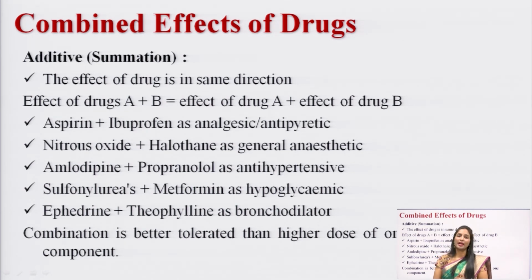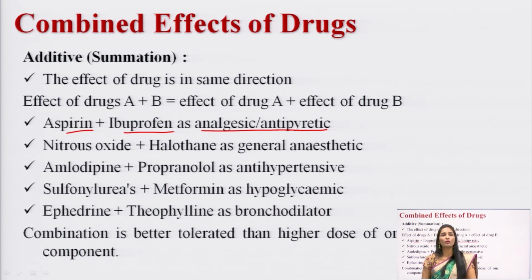For example, here I can give you aspirin. Aspirin, what is the drug? Aspirin is an NSAID drug. Even ibuprofen is also an NSAID drug, which falls under non-steroidal anti-inflammatory drugs. If you are taking aspirin with a second NSAID like ibuprofen, what action is it going to show? It can cause analgesic or antipyretic action. So, the one drug is going to facilitate the action of another drug. What is the action here? Analgesic and antipyretic. And the next example is nitrous oxide and halothane, which are used as general anesthetic drugs.